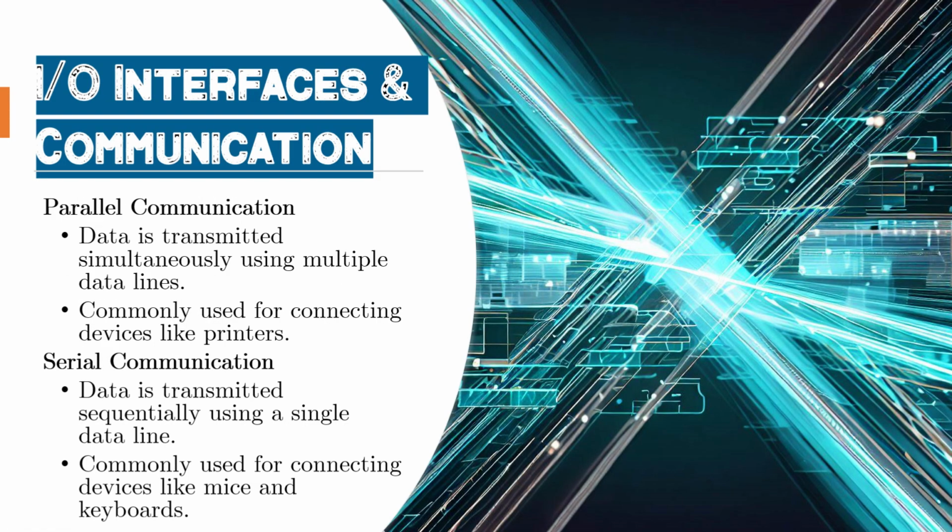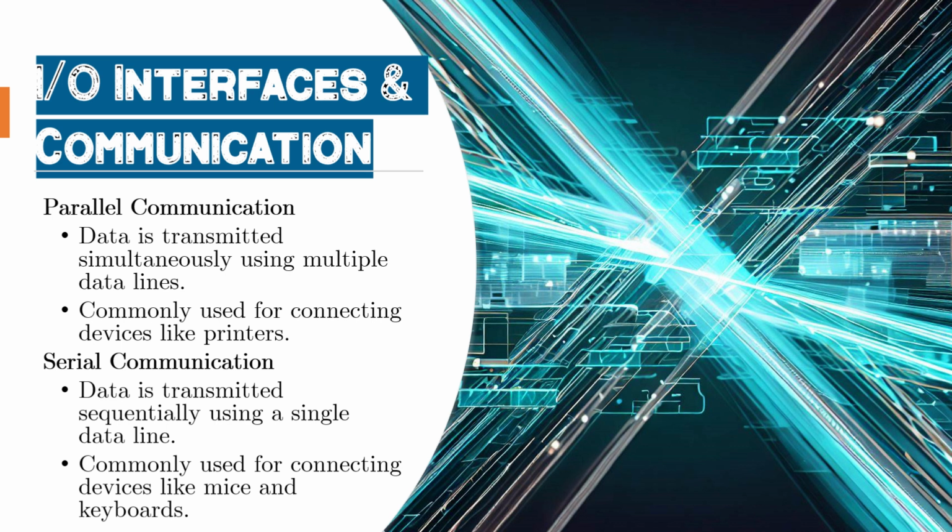I/O interfaces and communication. In order for input and output devices to communicate with the computer, specific interfaces and communication methods are used. One common method is parallel communication, where data is transmitted simultaneously using multiple data lines. Parallel communication is often used for connecting devices like printers, where high-speed data transfer is required.